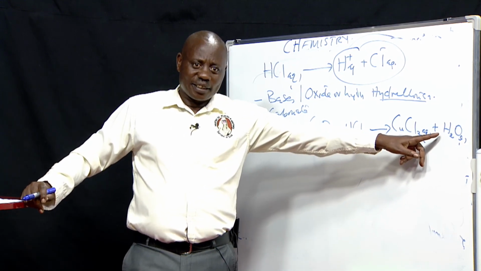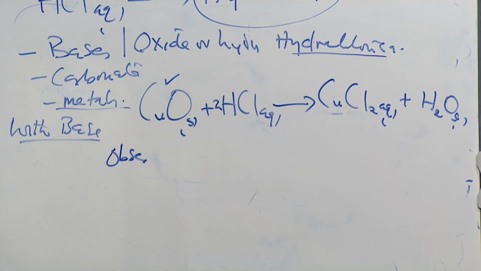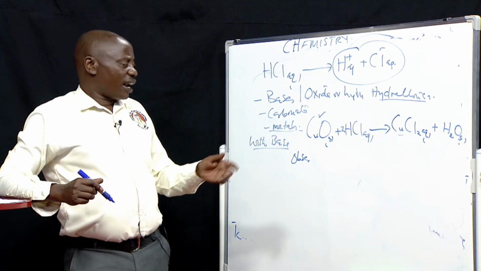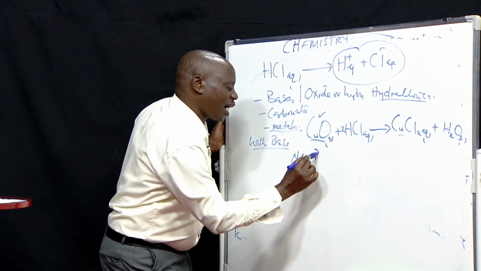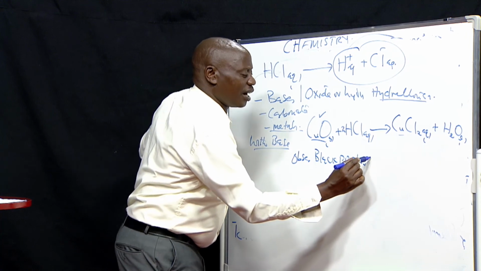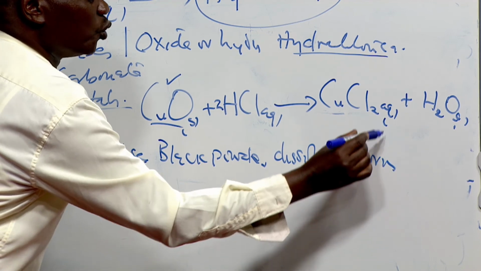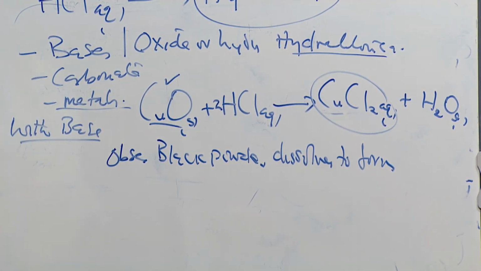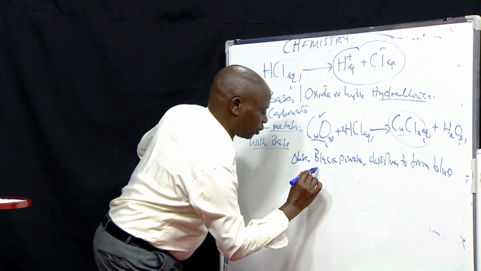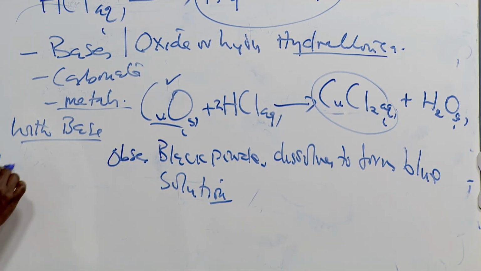And now, for the observation, you need to know the color of the oxide. The observation differs because each oxide has its own color. Like copper oxide, we know it is a black powder. So we say black powder dissolves to form what? You should know the color of copper 2 ions. It is blue, to form a blue solution.